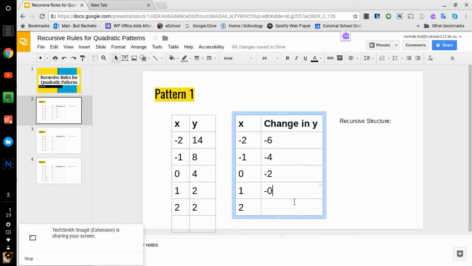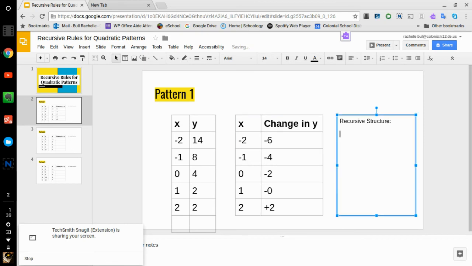So we can already predict that the next change is going to be +2 because all the numbers are 2 apart. So the change is not a constant rate of change. It's a linear rate of change. That allows us to set up our recursive structure.